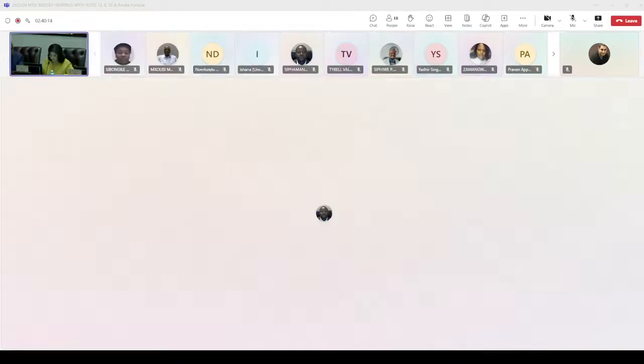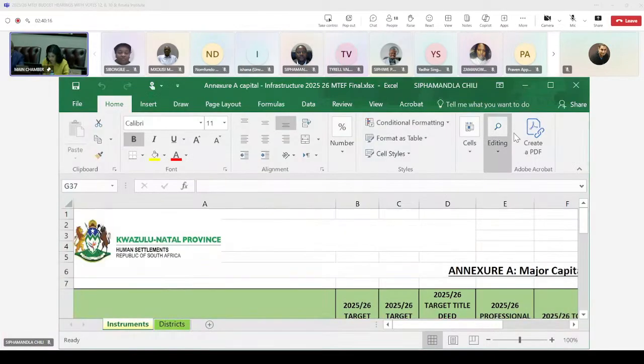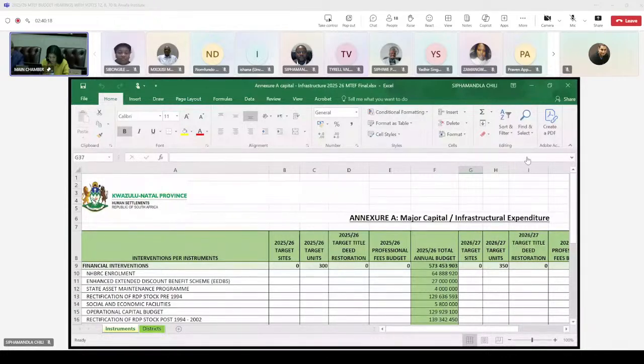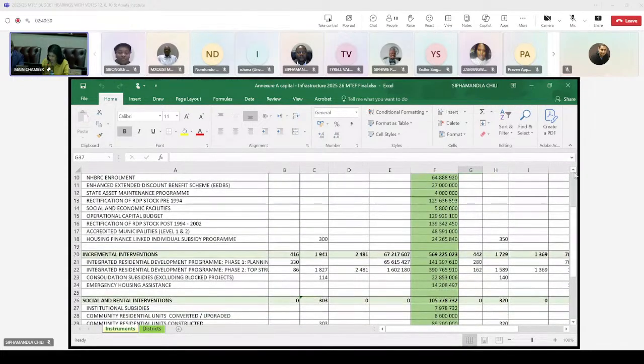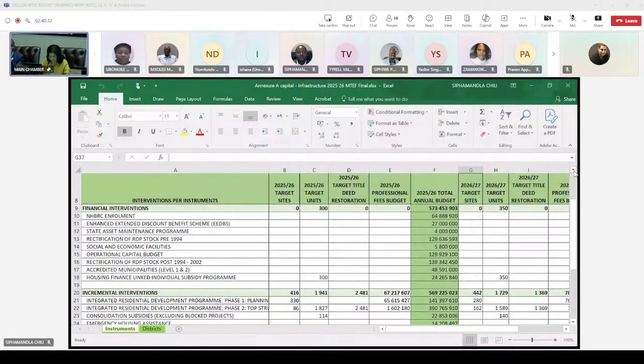The next attachment talks to the actual business plan allocation for the Human Settlements Development Grant. This one talks to each of the districts, and then talks to the milestones we expected to achieve for sites and units, professional fees that have been budgeted, the annual budget over the MTEF and the 2 outer years. Chairperson, I'm not going to go through all of the detail, but they are available for the committee.